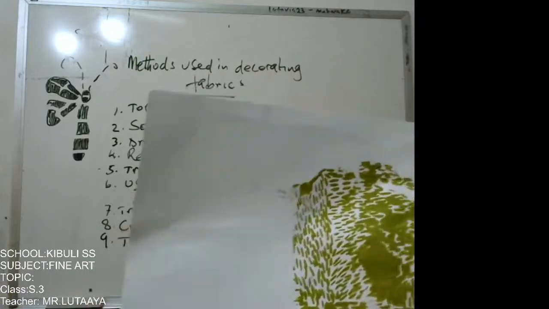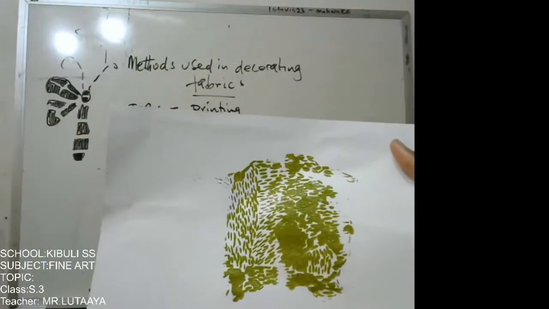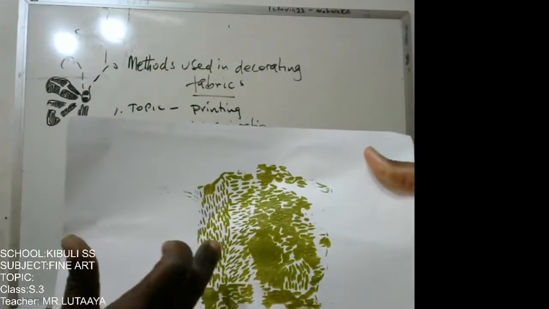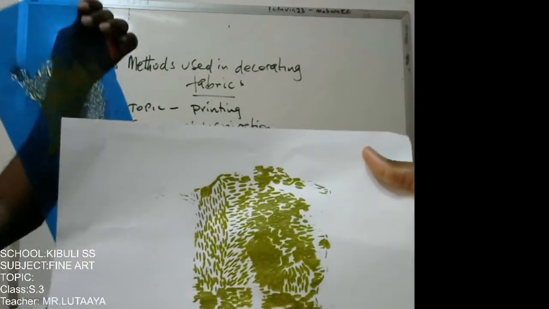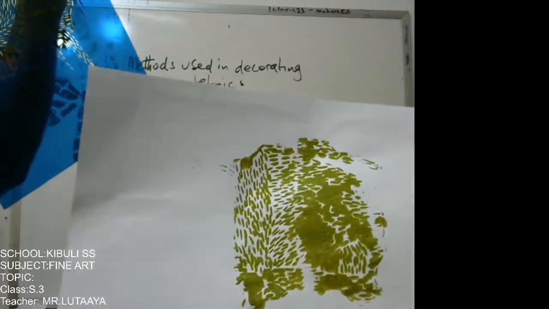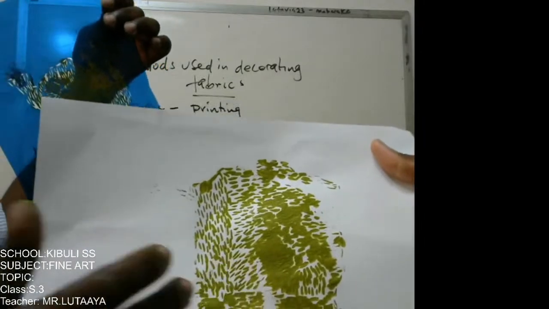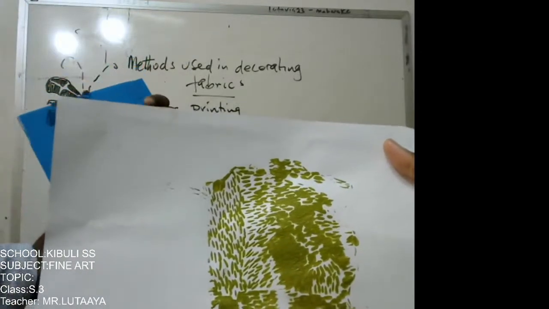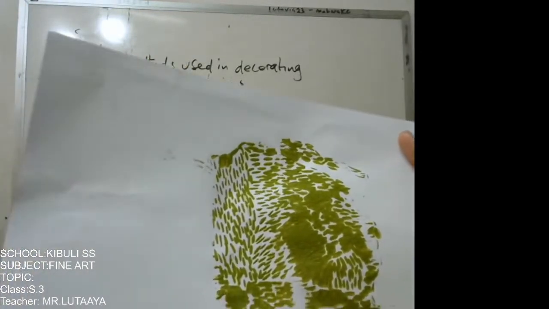You can see, don't look at the smudged areas, look at the areas that are accurate. Now, what we had as negatives here, when you print here again, it becomes the reverse, the positives.